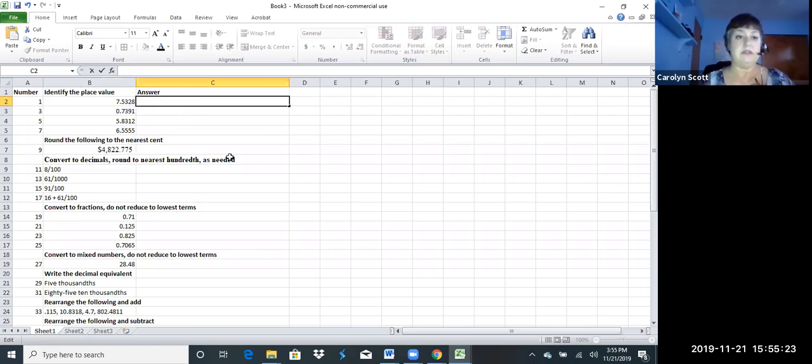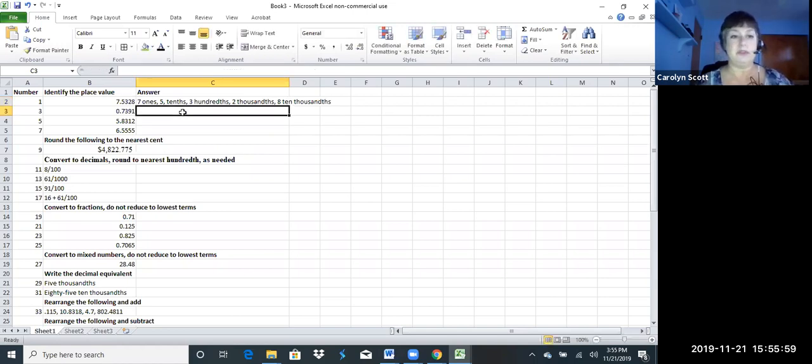So let's start doing these. We have to identify the place value. We have 7 ones, 5 tenths, 3 hundredths, 2 thousandths, and 8 ten-thousandths. And we haven't really done any math yet. We're just talking about the numbers.